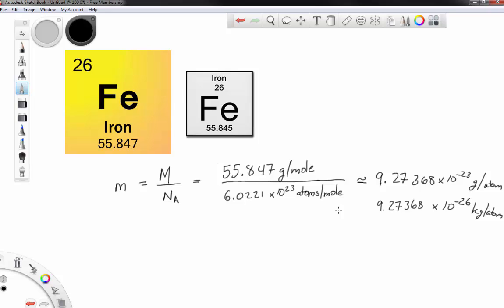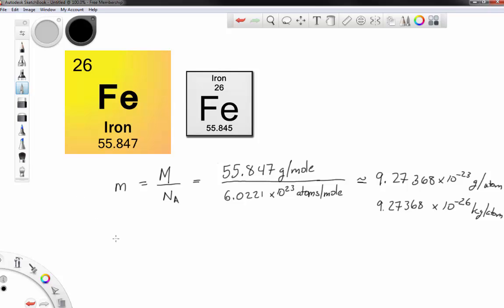And this is basically going to be like an average mass. In fact, there are different isotopes of iron. That means they all will have the same number of protons, 26 protons, but some will have one number of neutrons and some will have another number of neutrons and so on. So that's also going to account for why there is a difference in different sources' answer for the molar mass: they're accounting for different isotope ratios.